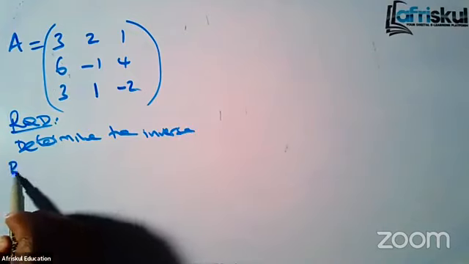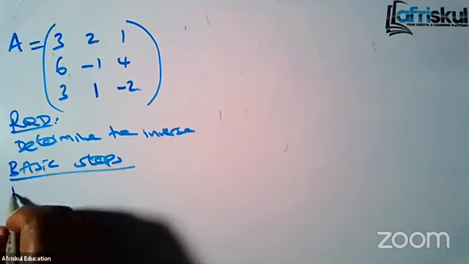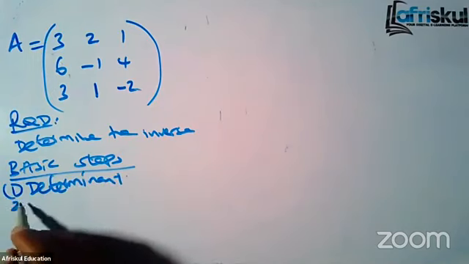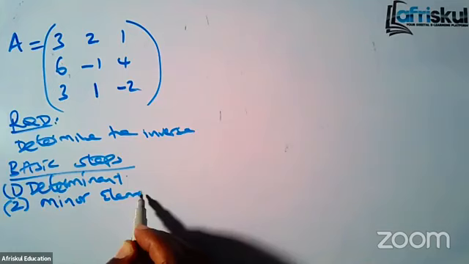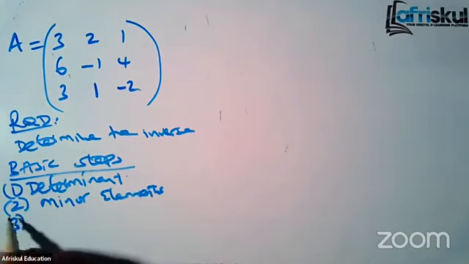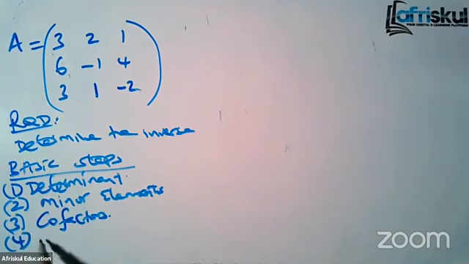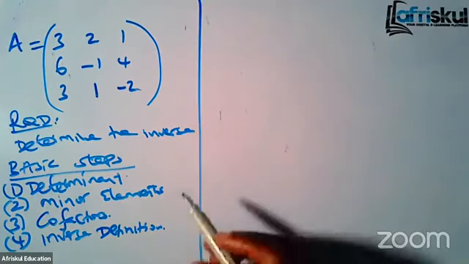So remember the basic steps, ladies and gentlemen, of inversing a 3x3 matrix. Number 1, you give us the determinant. Number 2, you give us what we call the minor elements. Number 3, you give us the cofactors. And then number 4, lastly, the inverse. The 4th step is the definition of the inverse.